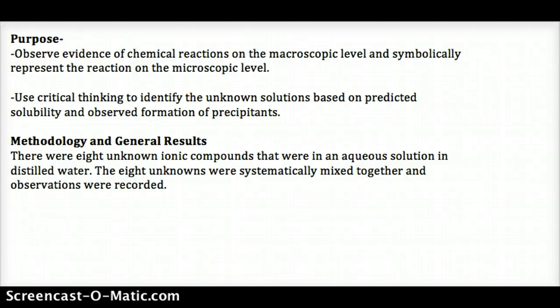And Shane Ellis. The purpose of this lab was to observe evidence of a chemical reaction on the microscopic level and symbolically represent the reaction on the microscopic level. It was also to use critical thinking to identify the unknown solutions based on the predicted solubility and observed formation of precipitants. There were 8 unknown ionic compounds in an aqueous solution in distilled water. The 8 unknowns were systematically mixed together and observations were recorded.